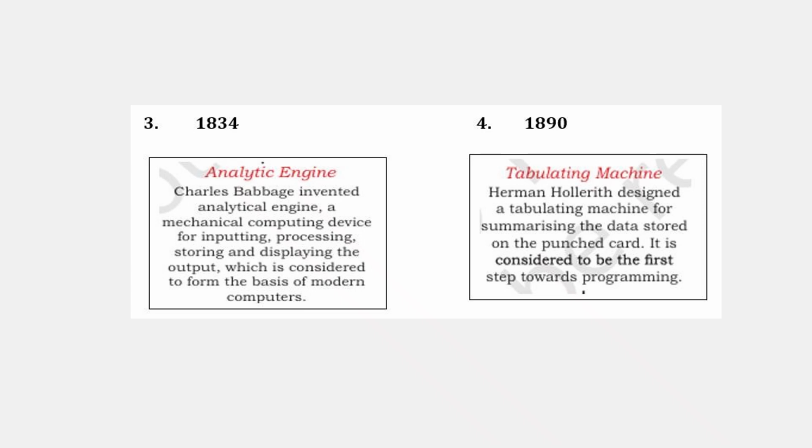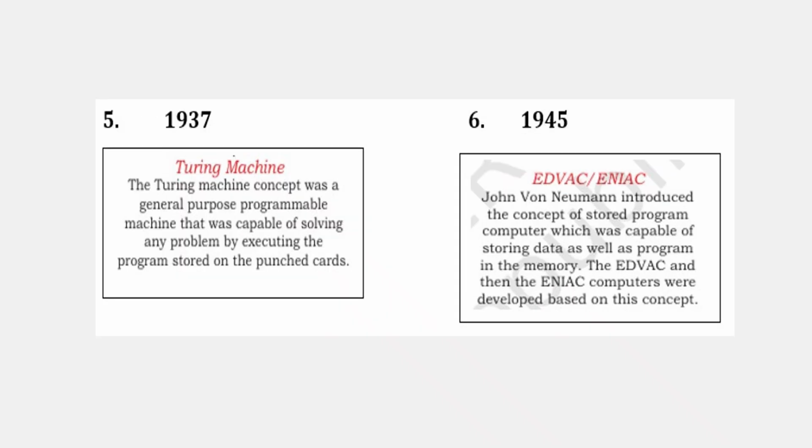Going to the fourth computing device, the tabulating machine. The tabulating machine was invented in the year 1890 by the scientist Hermann Hollerith. He designed a tabulating machine for summarizing the data stored on punched cards. It is considered to be the first step towards the programming language. Then go to the next slide.